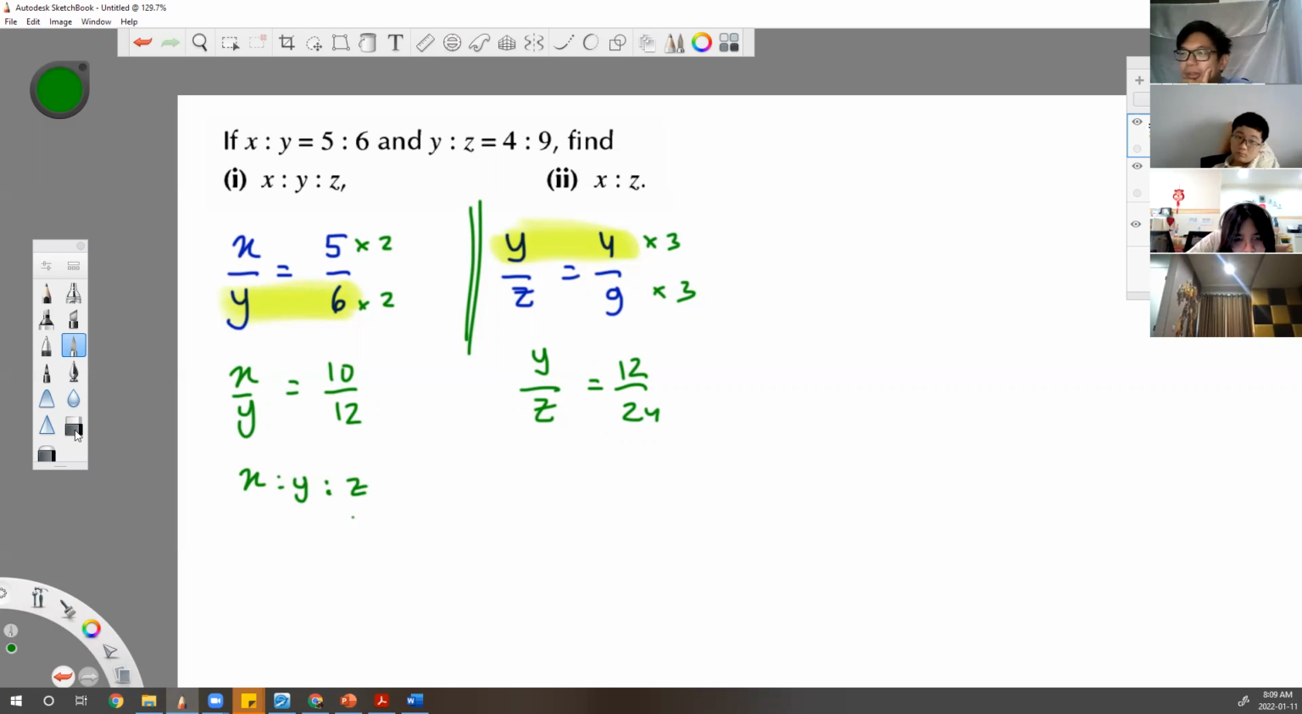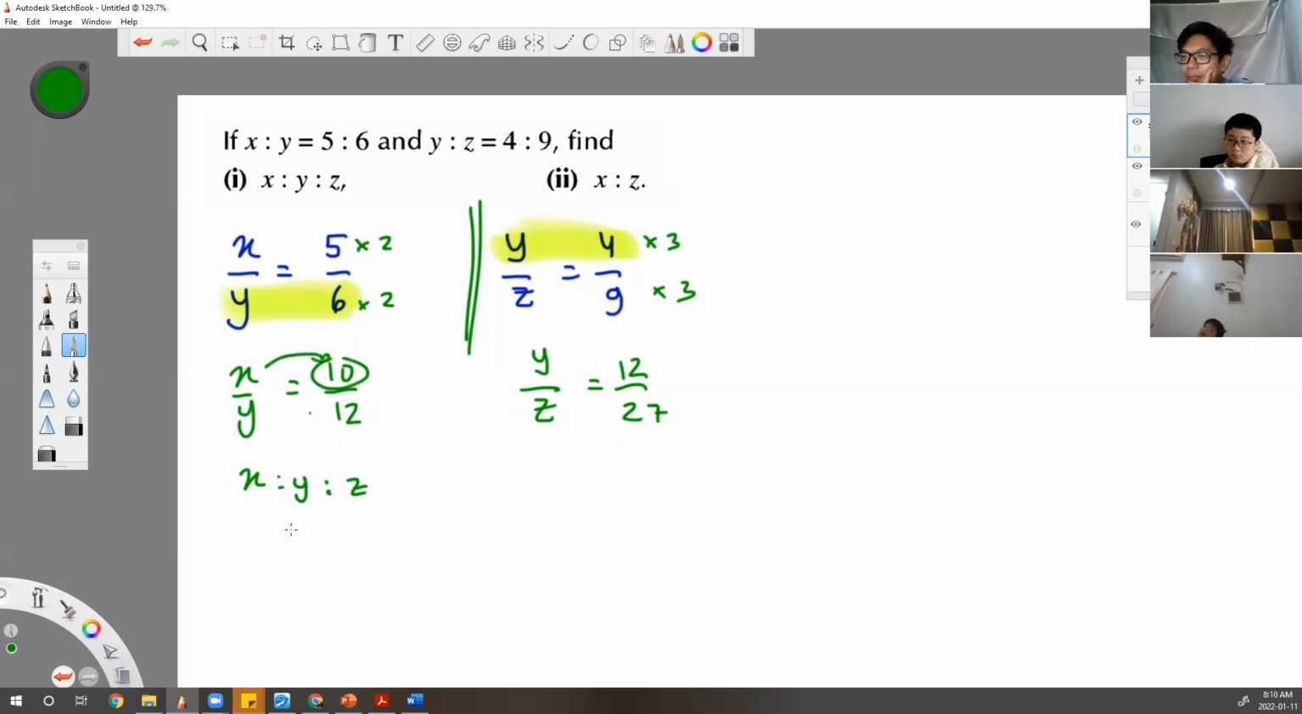Kok 24? Sorry, ini salah. 9 times 3, 27, guys. Ya. X by Y by Z, X-nya 10. Y-nya boleh ambil dari sini atau ambil dari sini sama aja. 12. Z-nya 27. Nah, part 1 beres.